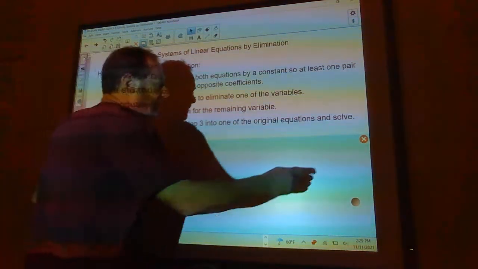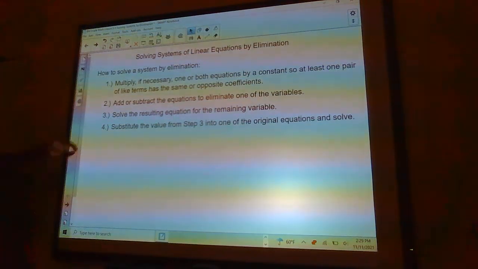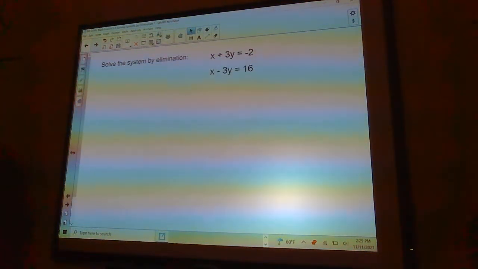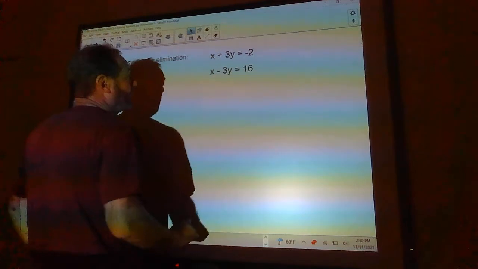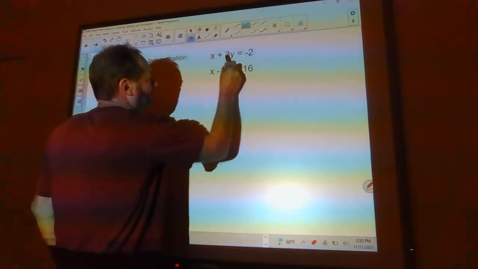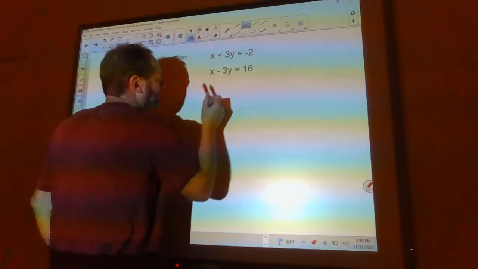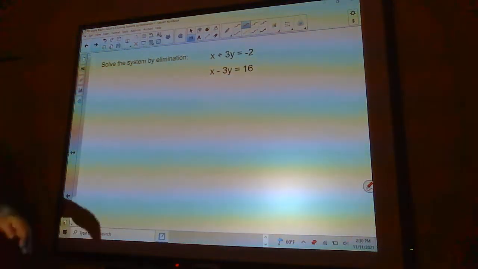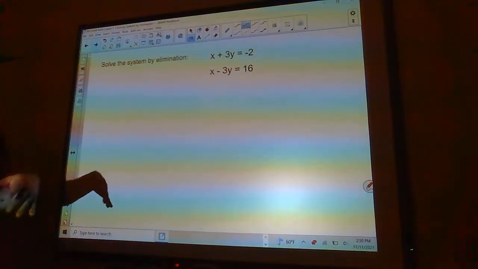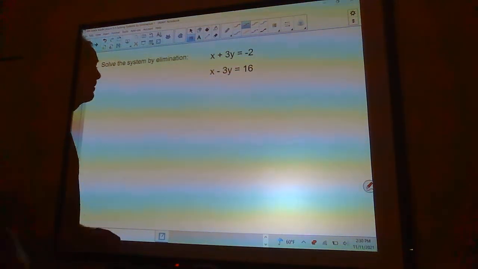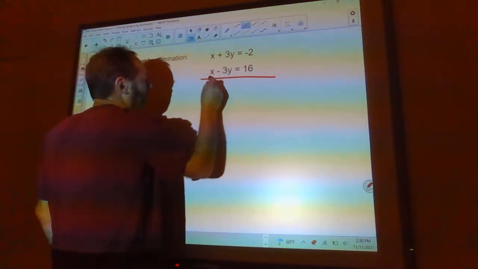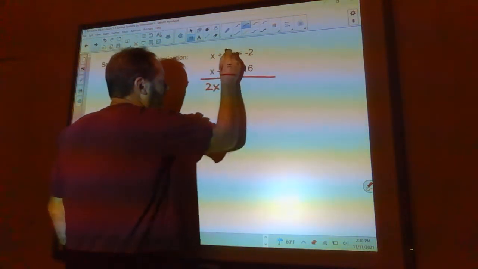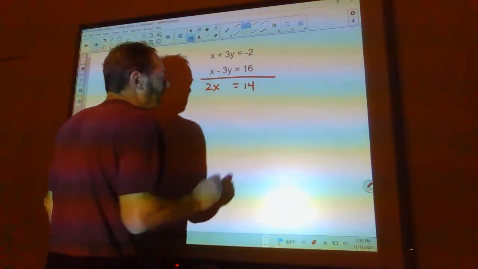All right, so what does all that mean? That's a lot of stuff. So let's look at one like this. Okay, this one is super easy because you already have one variable, the y's, where they're opposites. This is 3y, that's negative 3y. This is like the home run of having to do a problem by elimination because it's so easy to do. All you do is combine the two equations. You add them up. So x and x is 2x. This stuff goes away. That's 14.